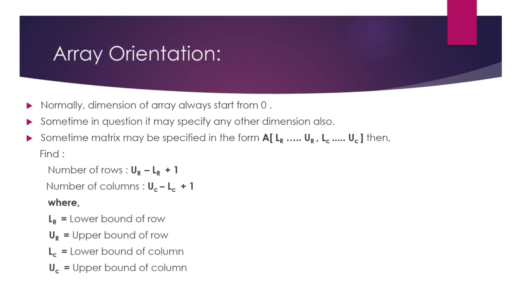The look of the array they are going to change. They are going to have some values placed in this format: lower row, upper row, lower column, upper column. Then you have to find the number of rows and the number of columns with the help of a formula. UR minus LR plus 1 means you are finding the number of rows, meaning M, and UC minus LC plus 1, meaning upper column minus lower column plus 1, means you are finding the number of columns. And all these things are new for you all. When you are going through the questions, when you are practicing it, then you are able to understand.